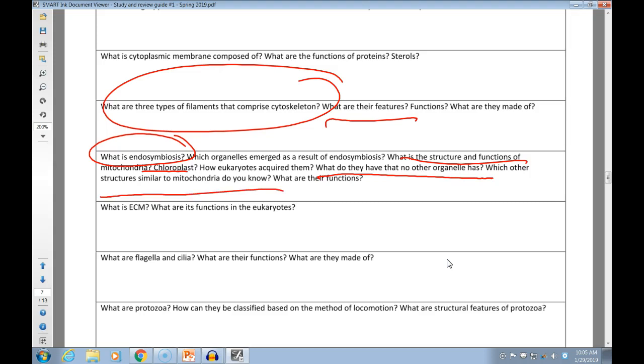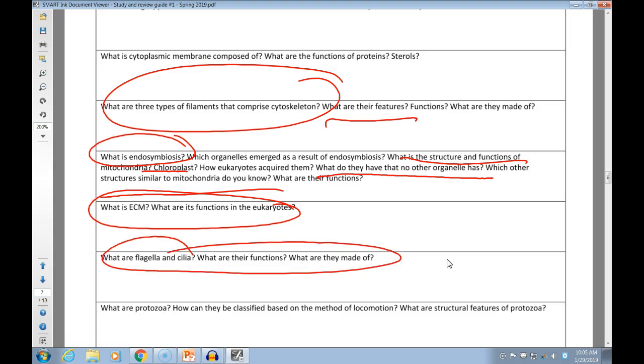Other structures similar to mitochondria are hydrogenosomes, kinetoplasts. Extracellular matrix, increased adhesion, protection against phagocytosis, all the same story. Flagella and cilia, again, just know the functions.